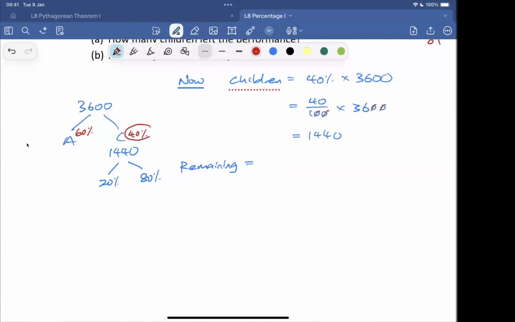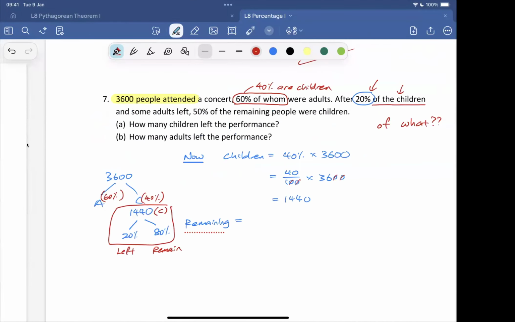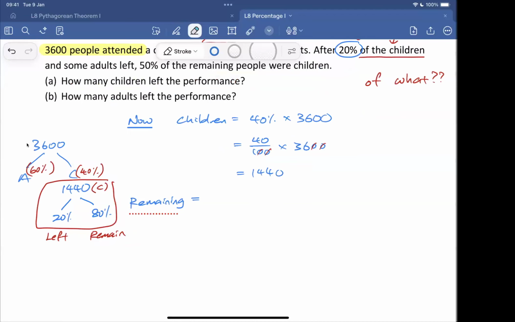So this 40% is here, you see? 40% children, 60% adult. Now I don't care about the adult. Let's just look here. Now we say that 20% of the children. Can you notice that this is children? 20% of the children left and 80% remain. You understand? Yeah. So when I ask you 20% left, how many percent remain? 80%. Correct.